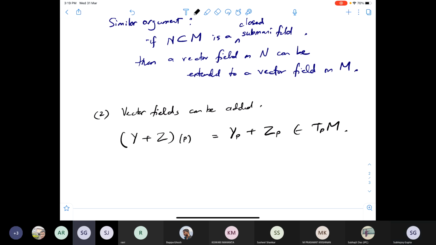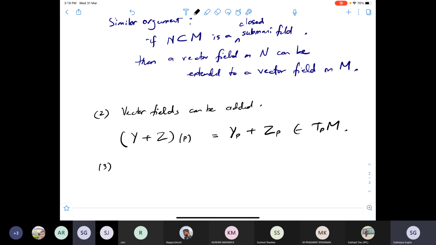So the set of vector fields itself forms a vector space, and typically it's a huge infinite dimensional vector space, because the first remark tells you there are lots of vector fields. Just like you have lots of smooth functions, you have many vector fields.